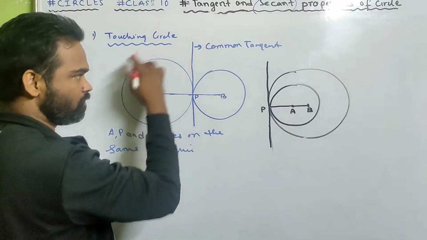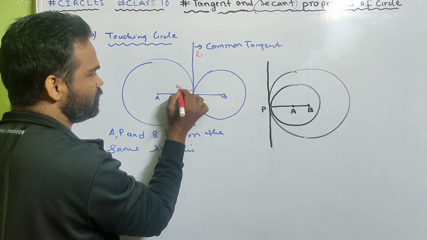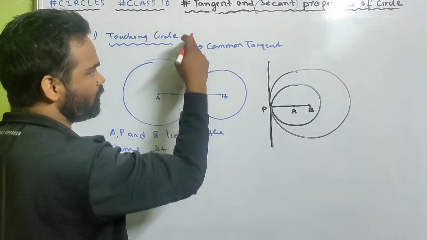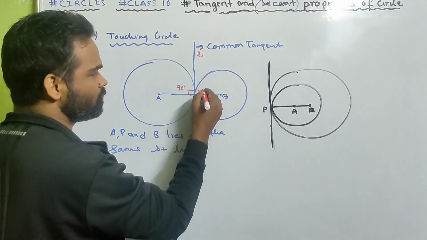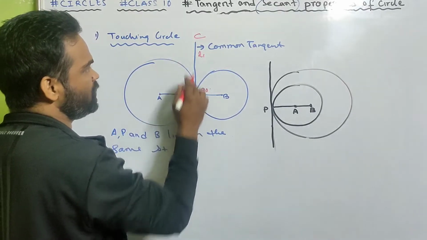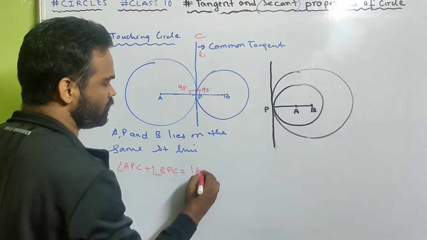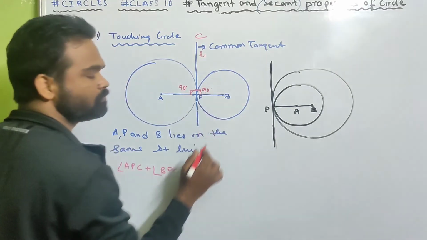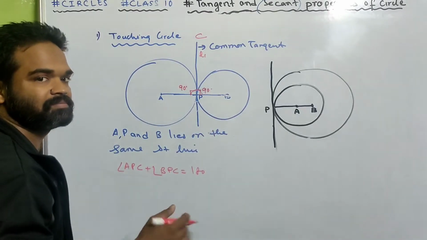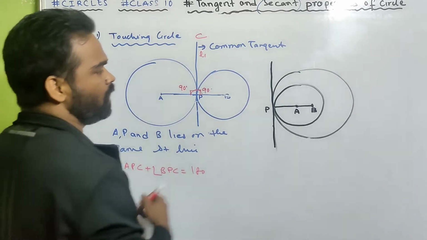AP is the radius for this bigger circle, and since L1 is a tangent, this angle is 90 degrees, no doubt. We have already done this. Similarly, BP is the radius for the smaller one, and L1 is a tangent, so this angle is 90 degrees. Now, suppose this is C, angle APC plus angle BPC, 90 plus 90 is 180, so these two are a linear pair. Yes or no? These two add together to give 180, which means APB is a straight line. Yes or no? Sure.